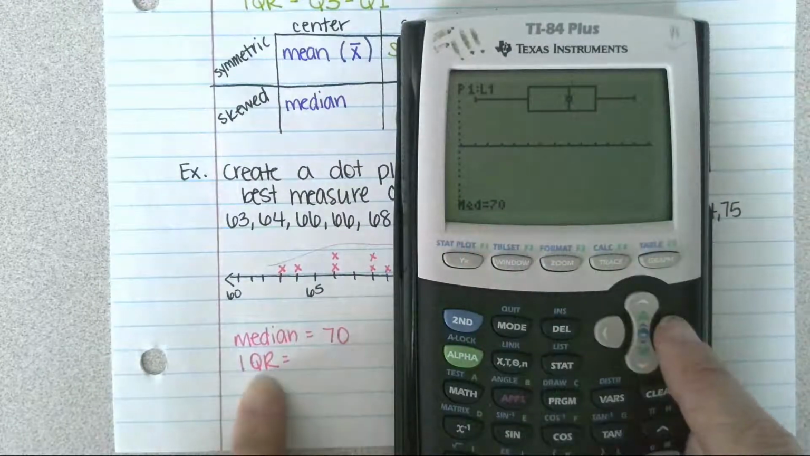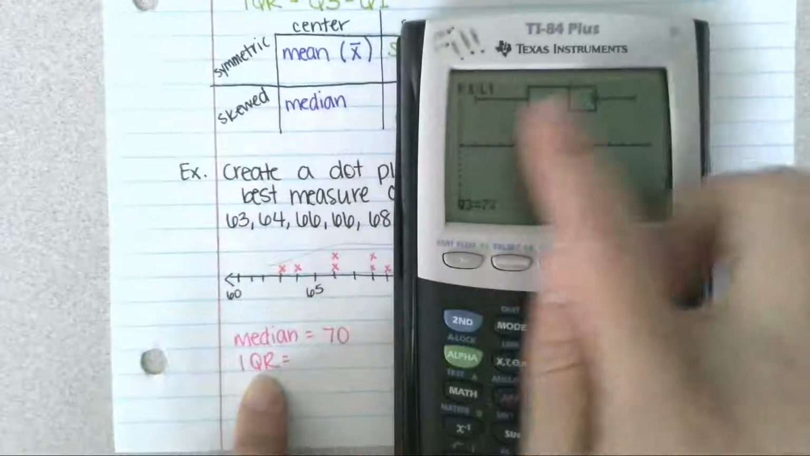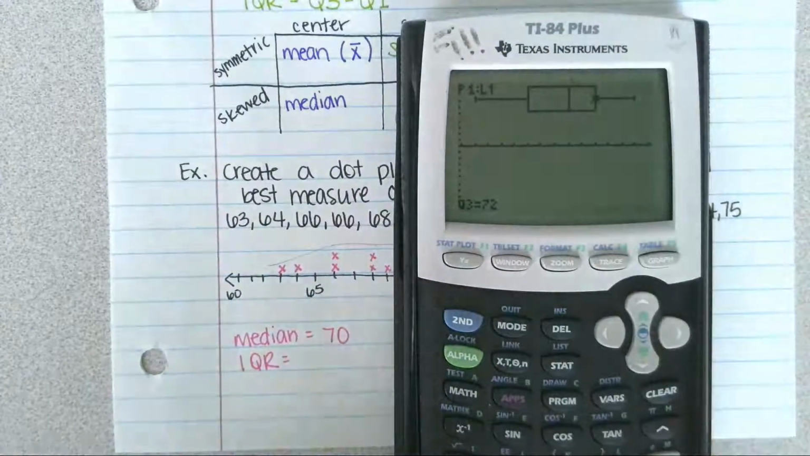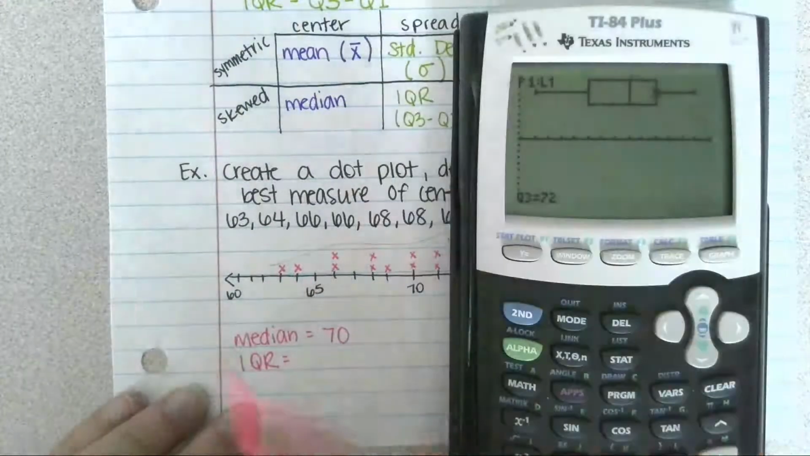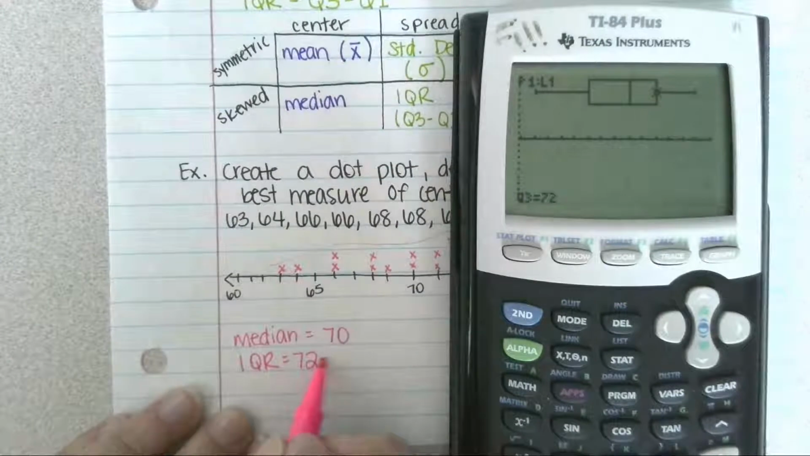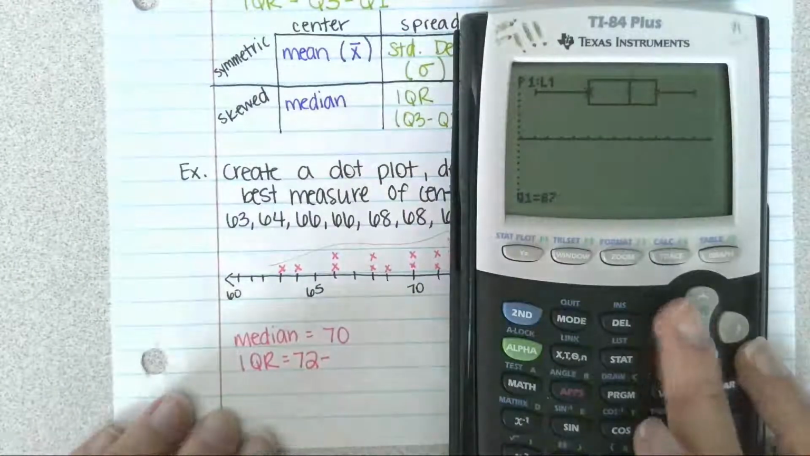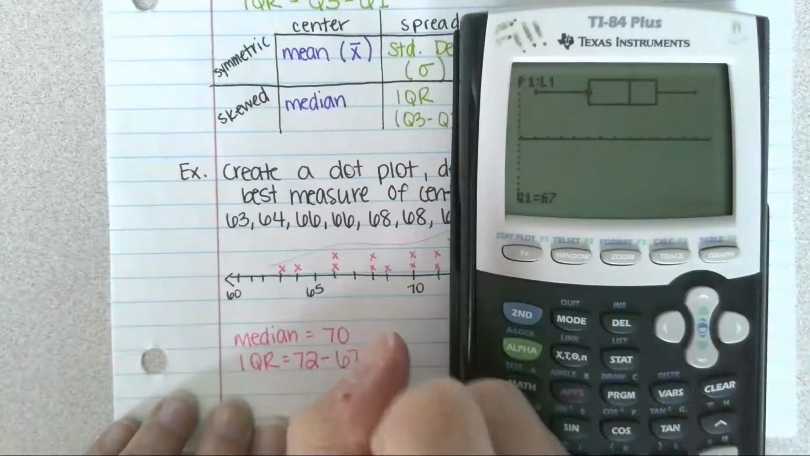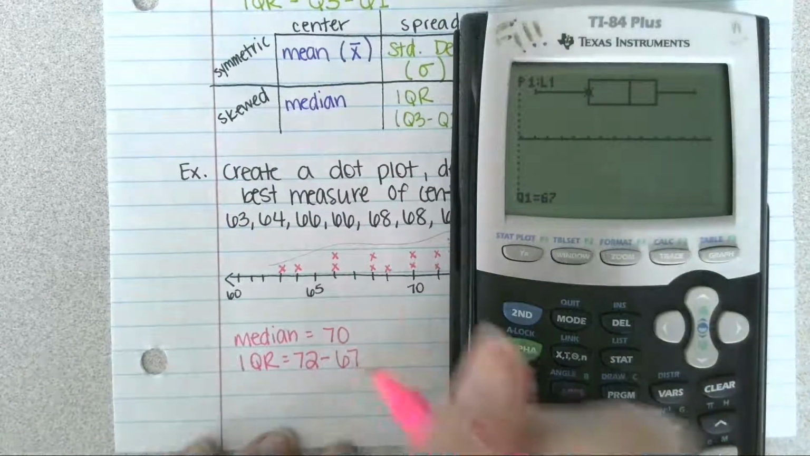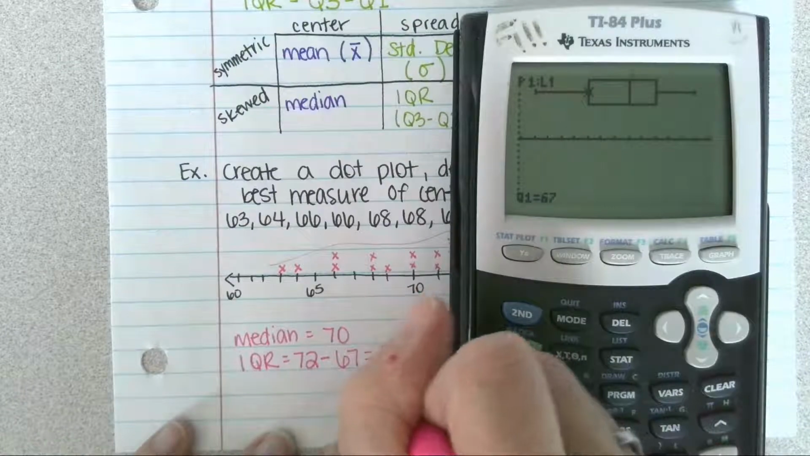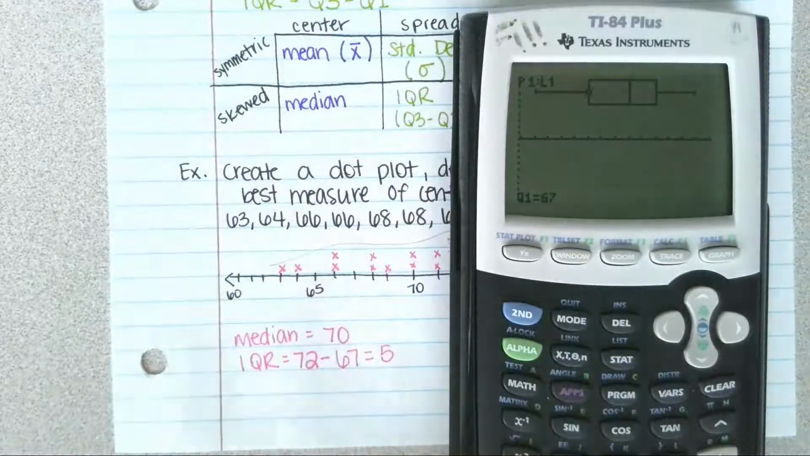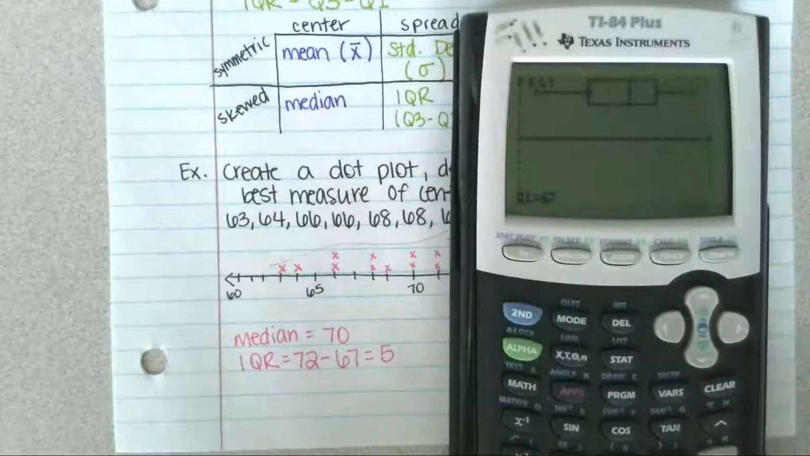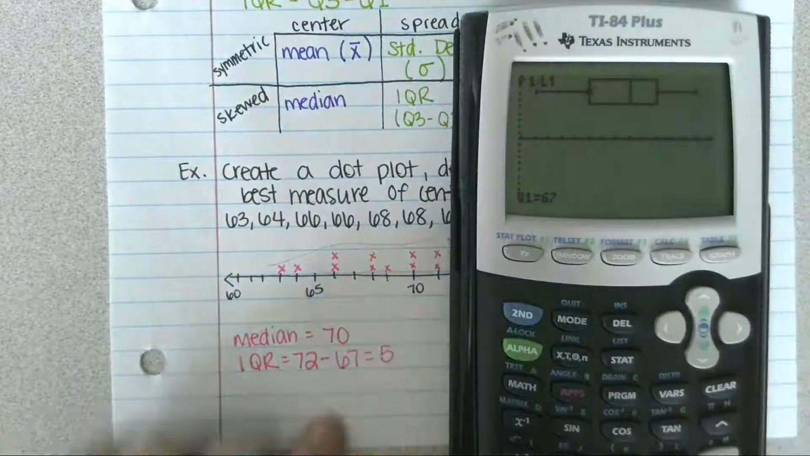Now for interquartile range, we need to do Q3 minus Q1. So Q3 is 72 minus Q1, which is 67. Q3 minus Q1 is 5. So my interquartile range, or my best measure of spread, is 5. That's it right there.